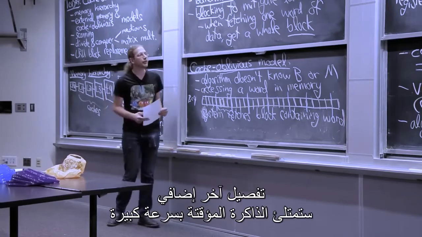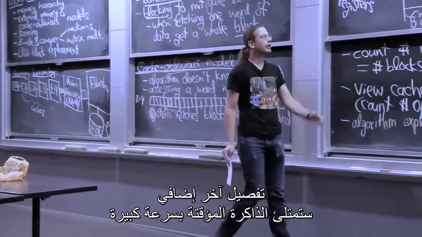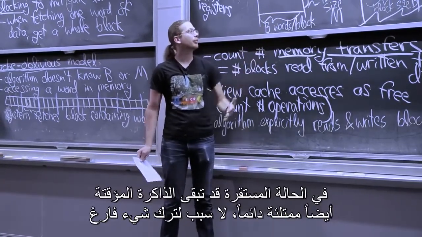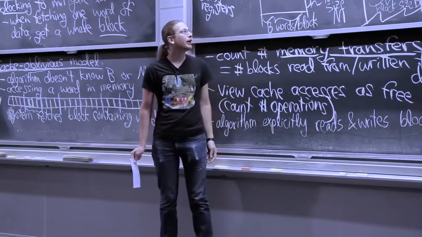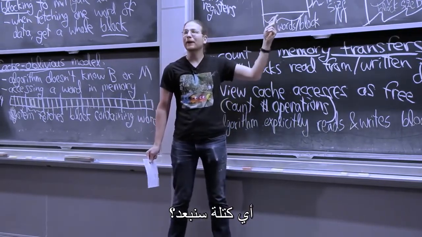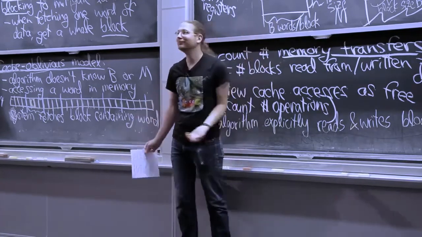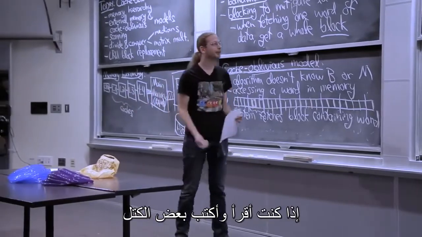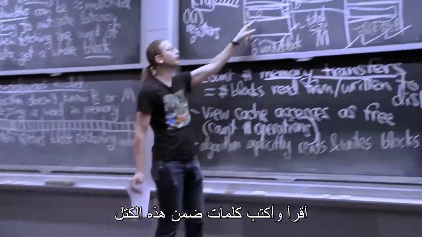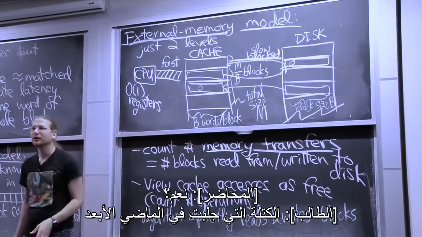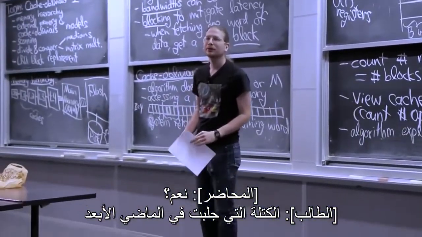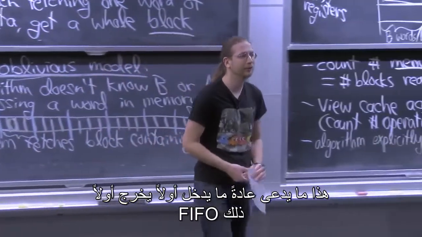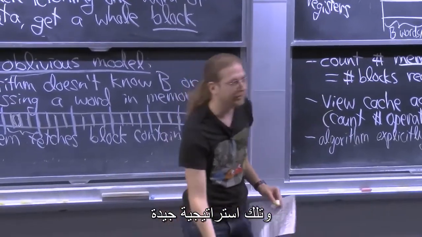OK, one more detail. The cache is going to get full pretty quickly. And so whenever you read something, you have to kick something out in a steady state. Cache might as well always stay full. No reason to leave anything empty. So which block do you kick out? Any suggestions? Which block should I kick out? If I've been reading and writing to words within some blocks. Yeah. The block that was fetched farthest in the past, yeah, that is usually called first in, first out. That's FIFO, and that is a good strategy.